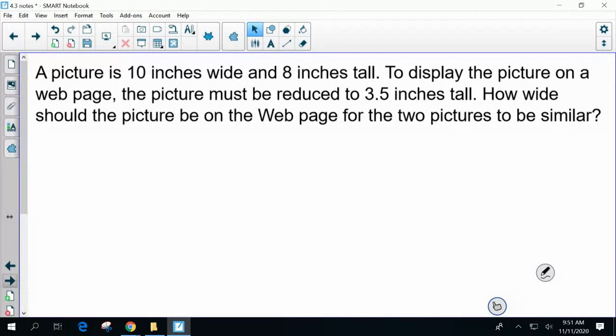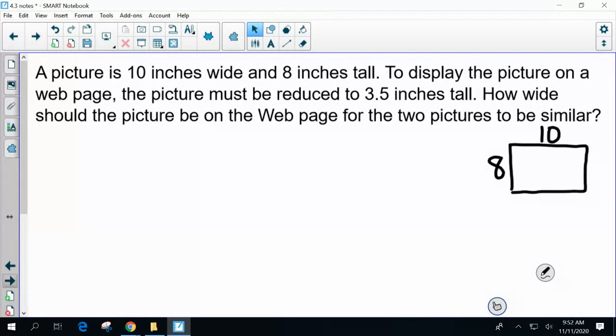Okay. Now we're getting into word problems. So I strongly recommend that you draw a picture whenever you have a word problem. It doesn't have to be anything perfect. You don't have to measure anything. I just recommend that you draw a picture to know exactly what you're talking about. So a picture is 10 inches wide and 8 inches tall. So maybe something like that. 8 inches tall, 10 inches wide.